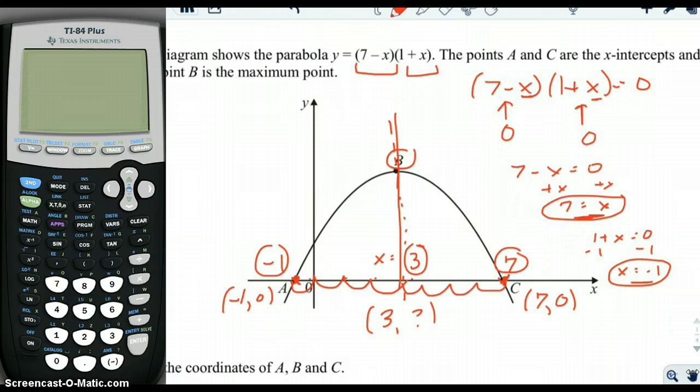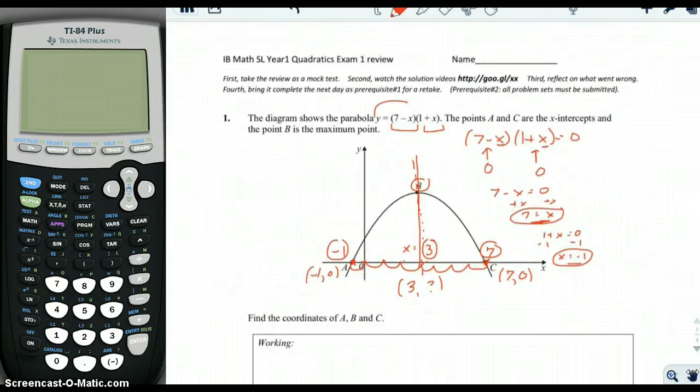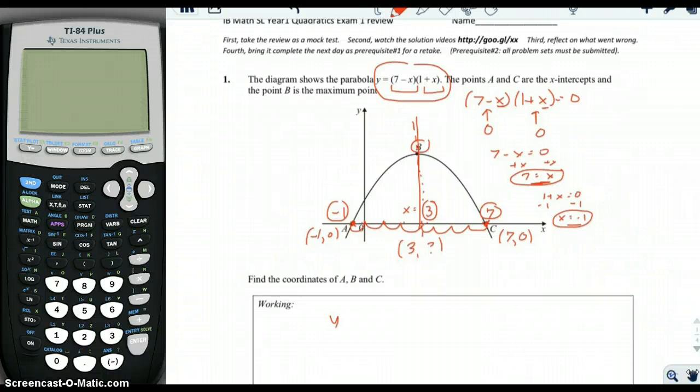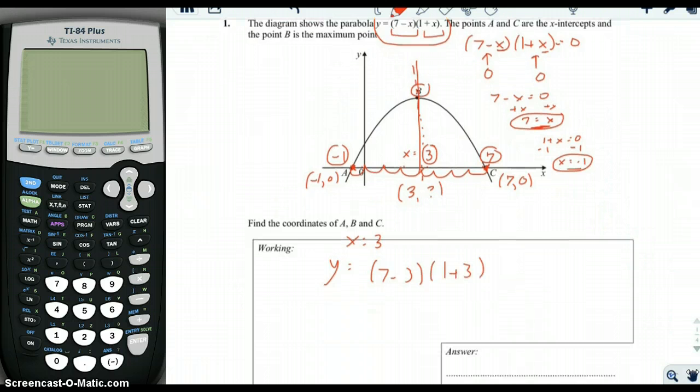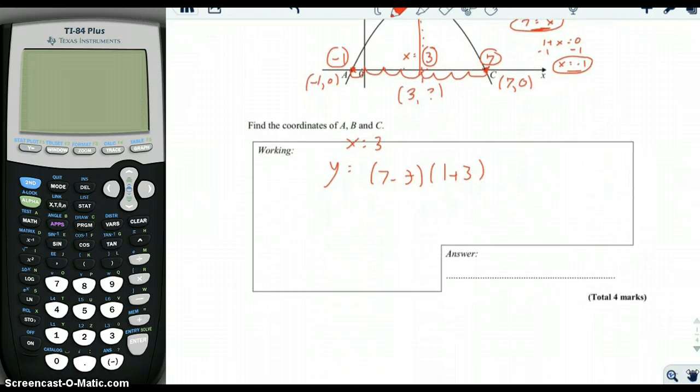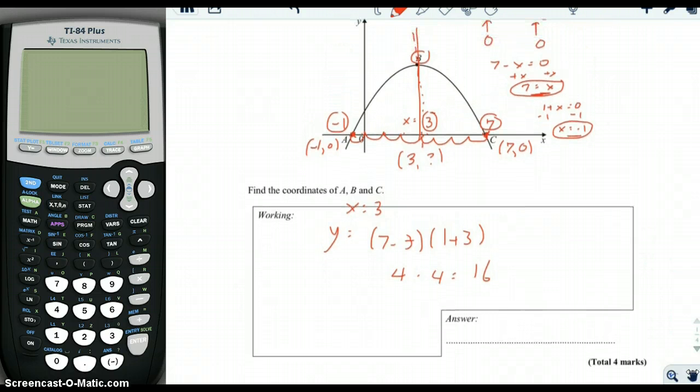But whenever you have a function which is totally given to you like this, that's very easy, right? To get the y value, all we need to do is substitute in the x. The x we know is 3. So what is the vertex? It would be 7 minus 3 times 1 plus 3, which would be 4 times 4 equals 16. So the y value is 16. So the B value would be 3 comma 16.